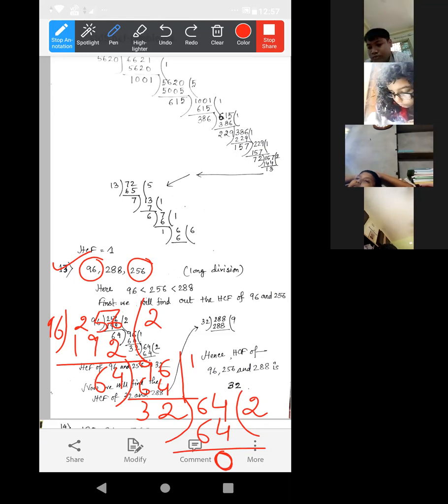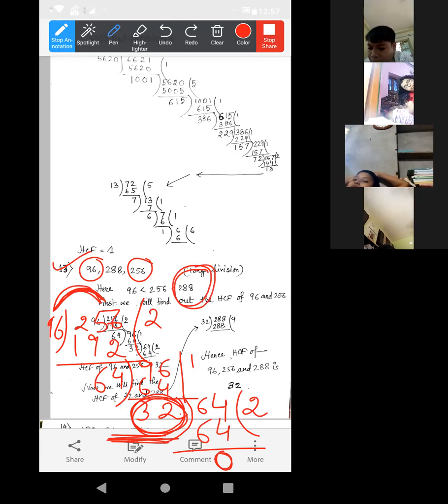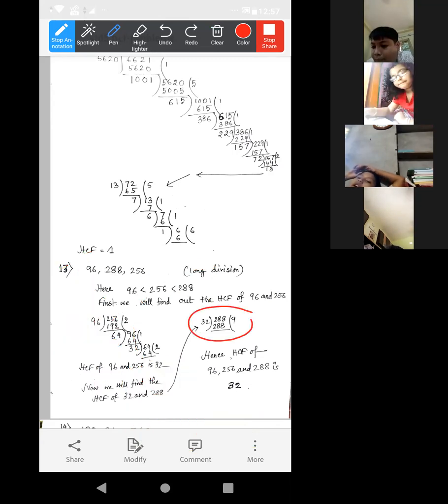So what is the HCF of these two numbers? This 32. Now what we have to do? We have to find the HCF of this 32 and the left number, that is the greater number, 288. Now here is the division of 288 and 32.